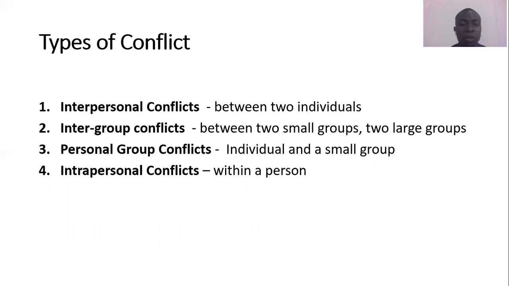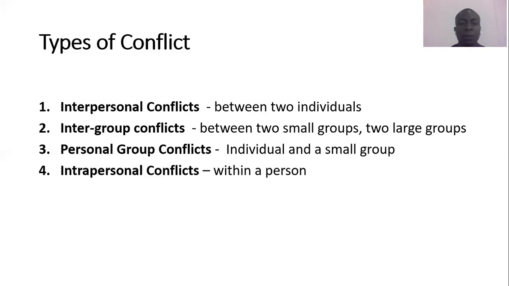We have also intergroup conflict. Intergroup conflicts are between two groups, two small groups or two large groups. So if there's a conflict between two different groups, it's what we call intergroup conflict. For example, Group 3 and Group 4 have different opinions. There will be conflict among the two groups. So that's what we call intergroup conflict.